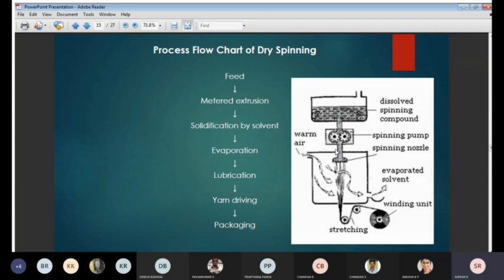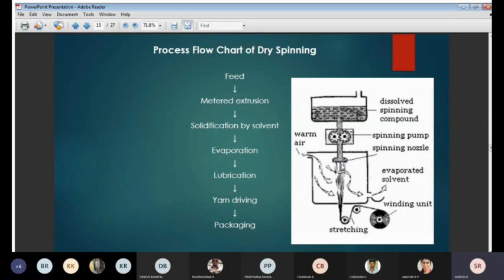So this is the spinneret. With the help of this spinning pump, the solution is brought from one stage to another, and it comes to the spinning nozzle. It is also called a spinneret. In the spinning nozzle, we have small holes, as was shown in the last class. It's like how in a shower the water droplets come out. In the same manner, the solution is brought out in terms of small fibers.